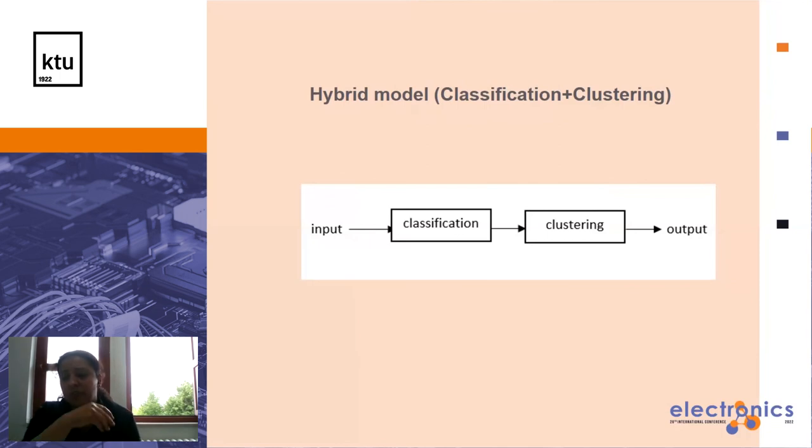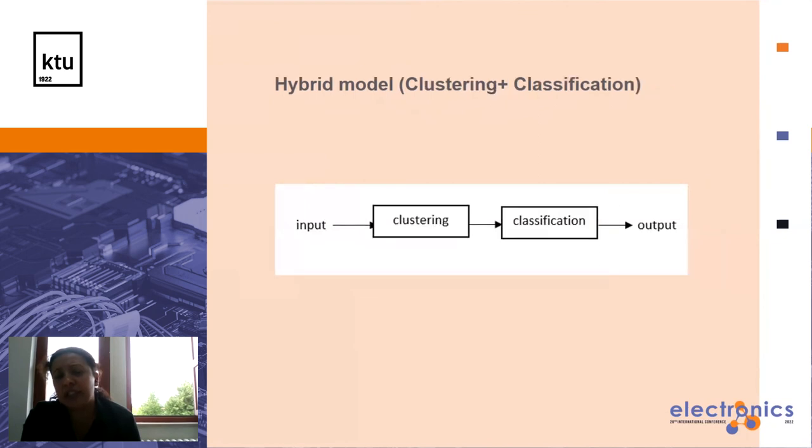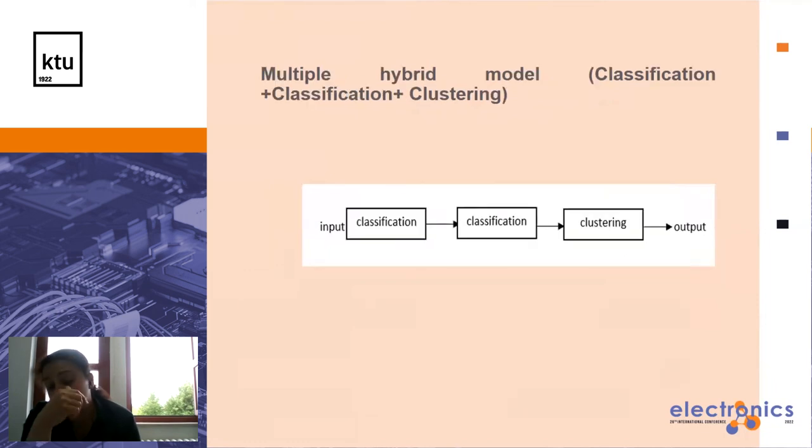Hybrid model. In our study there are three hybrid models. The first hybrid model is classification and clustering. The second hybrid model is clustering and classification. The multiple hybrid model is classification plus classification and clustering.